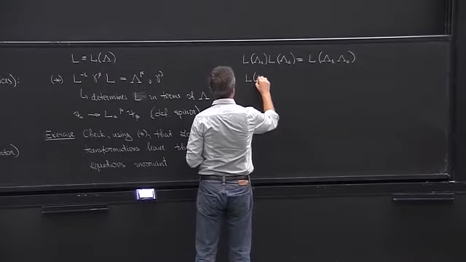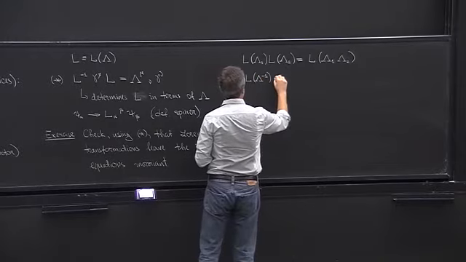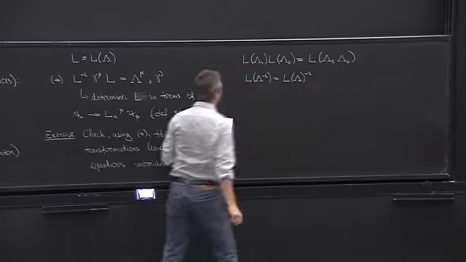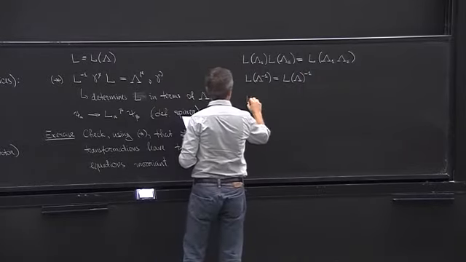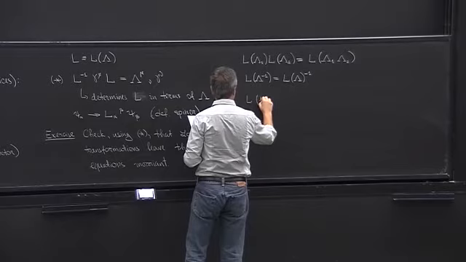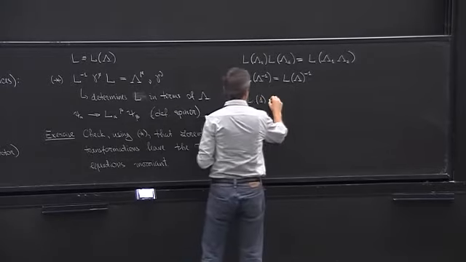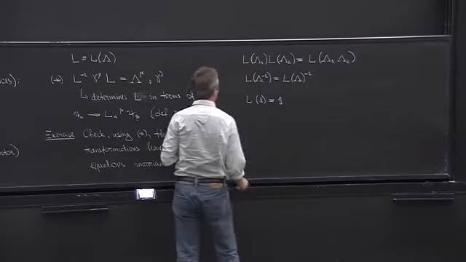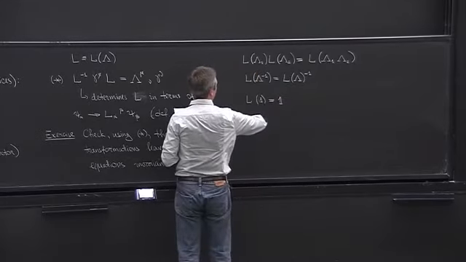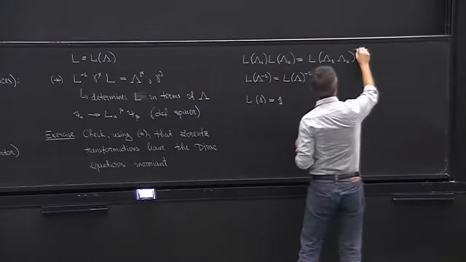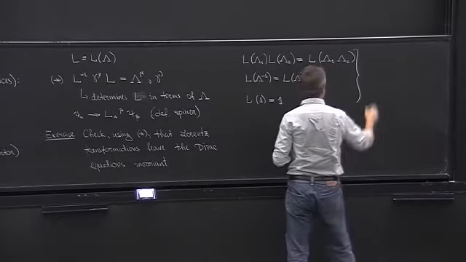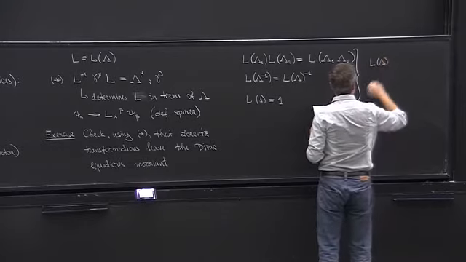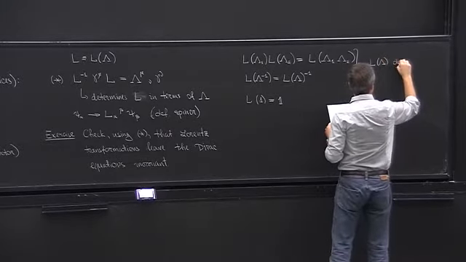Then L of the inverse transformation should be equal to the inverse of L. And finally, L of the unit transformation should be just a unit matrix. So these properties ensure that L defines a representation of the Lorentz group.